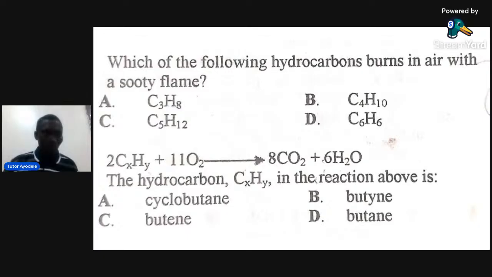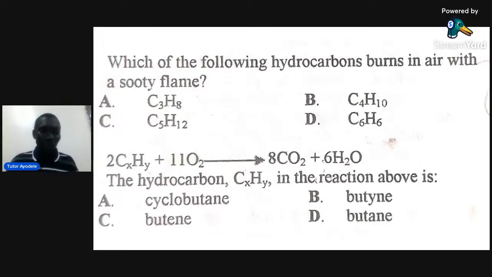Now look at this question. The one at the top says, which of the following hydrocarbons burn in air with a sooty flame? The reason I want this class to be interactive is that I'm throwing some questions for you to drop the answers in the comments. And yes, you are correct, 10 moles of oxygen, you are right.